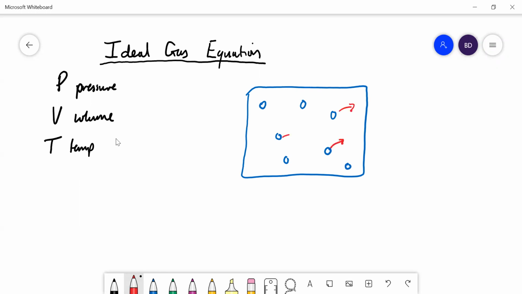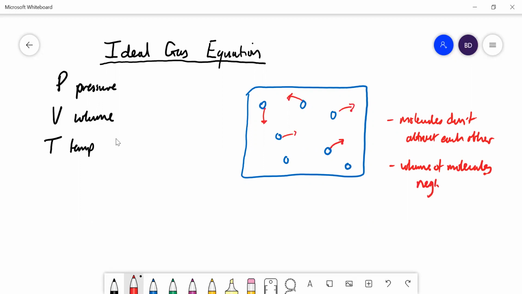Now, most gases at the sort of pressures we work at are ideal gases. In an ideal gas, the molecules don't attract each other. They're too far away to attract each other. And another thing is the volume of the molecules is negligible compared to the volume of the container. As long as those two things are true, then the ideal gas equation works. And these two things are true as long as the pressure isn't too high.